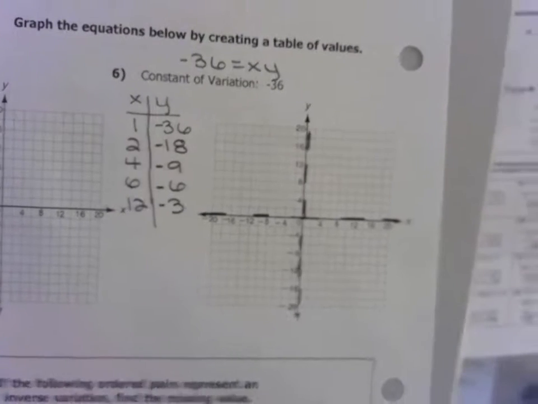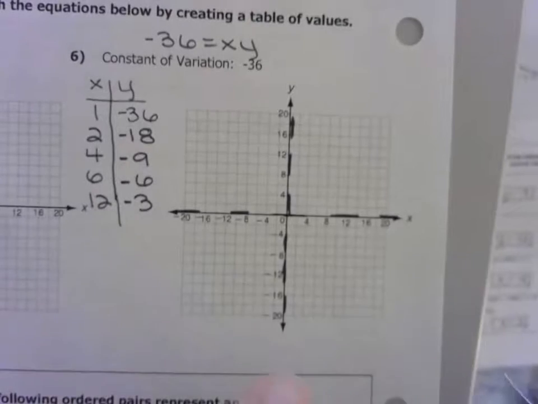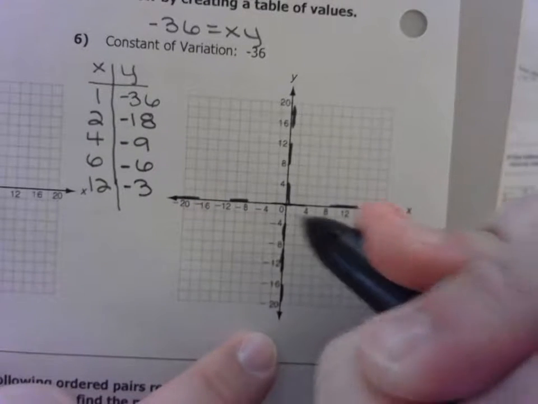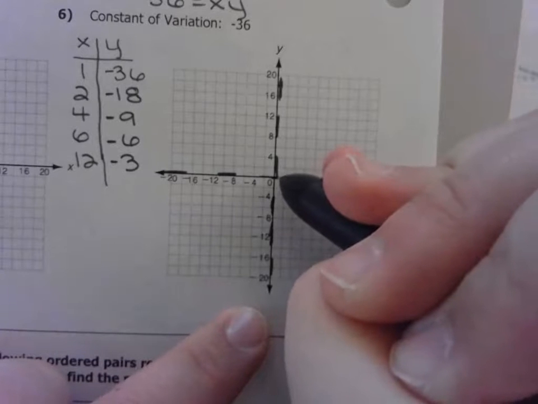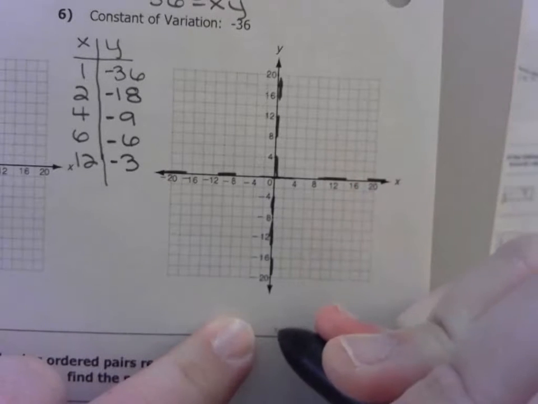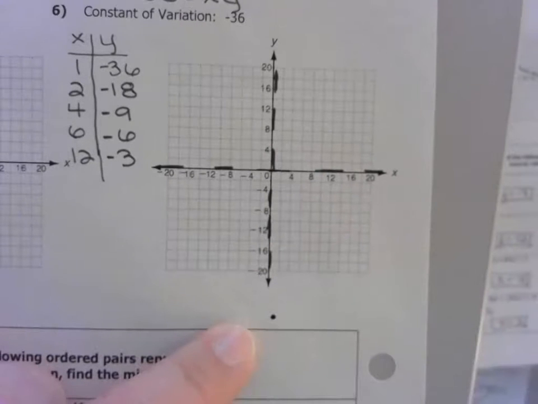Okay, so if I graph these ordered pairs, 1, negative 36. Negative 36 is off the graph, so you can just estimate. I go right 1, which is halfway, down 36, which is somewhere down here. Just estimate. It doesn't have to be perfect if it goes off the graph.